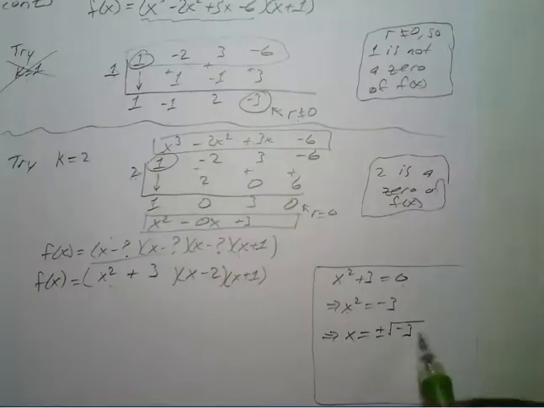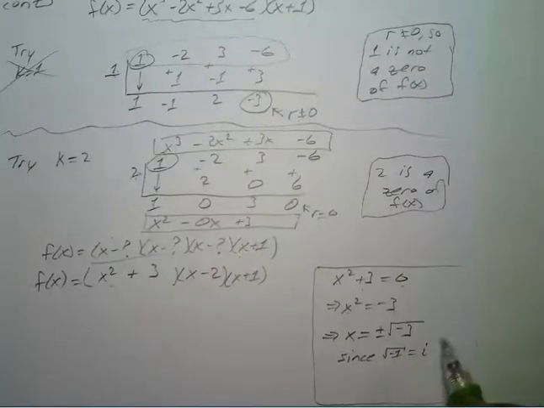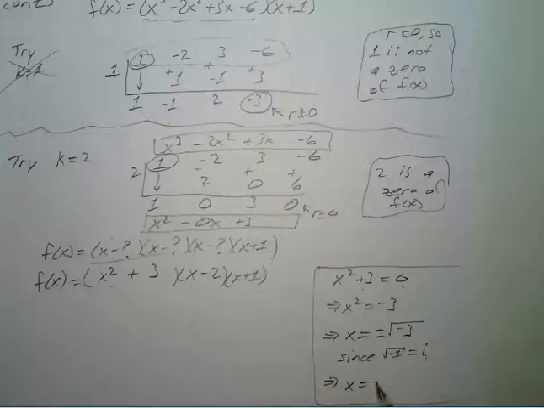Okay. Now if you remember, the square root of -1 is equal to i. So you have x is equal to positive or negative square root of 3i.